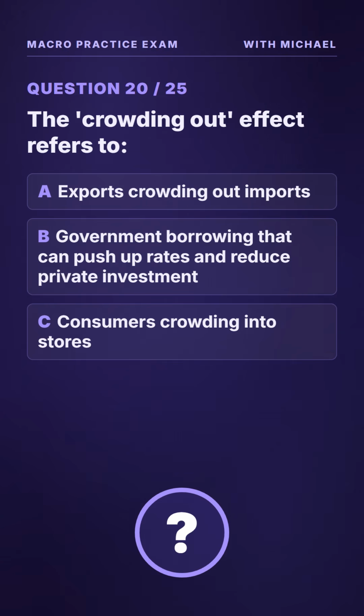Question 20. The crowding out effect refers to A. Exports crowding out imports. B. Government borrowing that can push up rates and reduce private investment. C. Consumers crowding into stores.